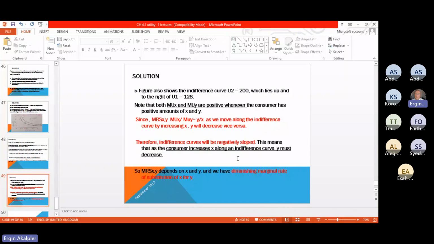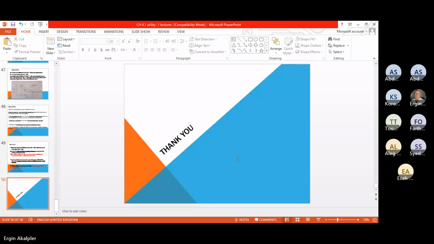So the marginal rate of substitution of x to y depends on x and y, and we have a diminishing marginal rate of substitution for x to y. Therefore, this is the simplest explanation. Because of this, we say the utility function has a diminishing marginal rate for these given two parameters, or two products. This was the lecture.